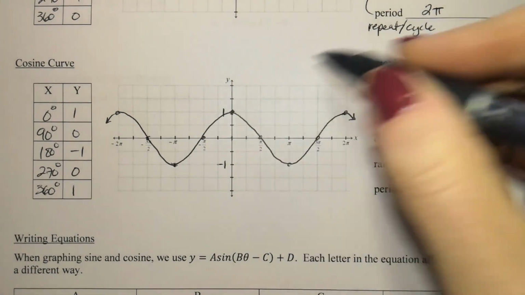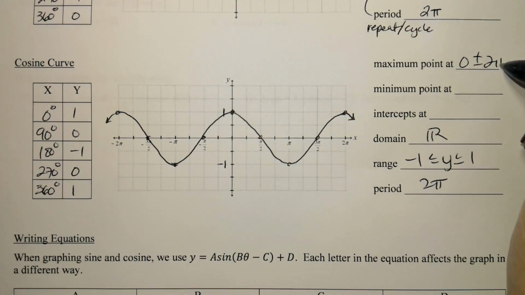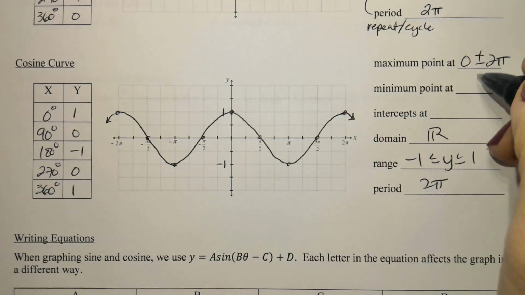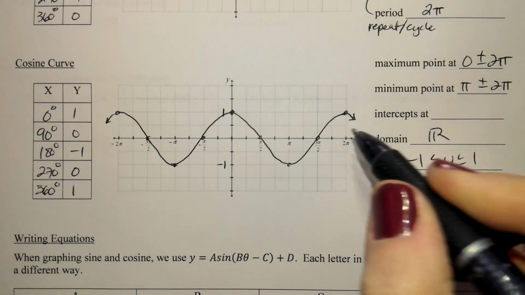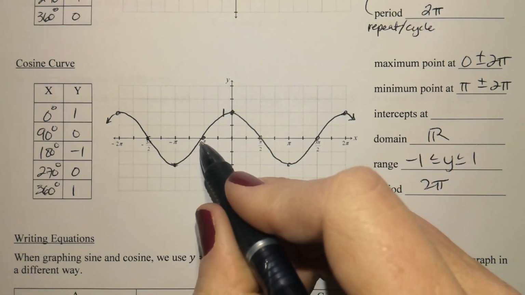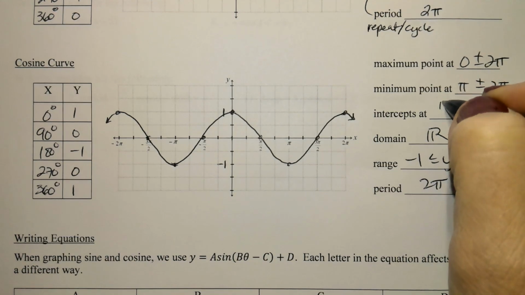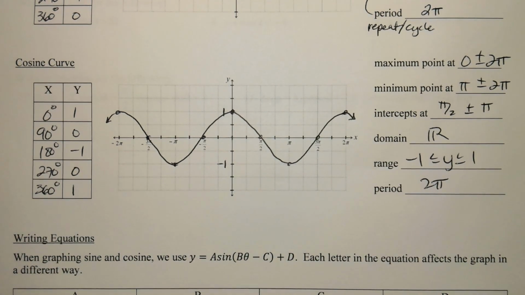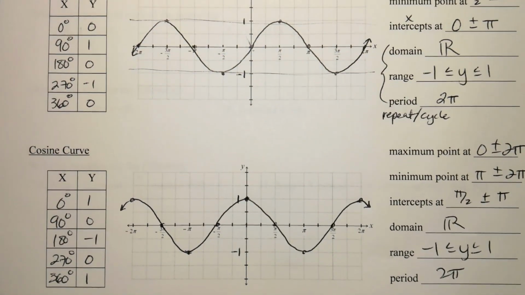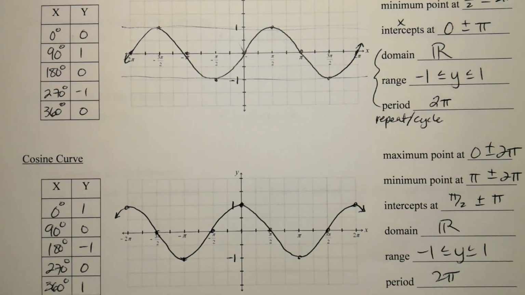So the maximum point happened at 0, and it'll happen every 2 pi after that. Your minimum happens at pi, and it happens every 2 pi after that. And then your intercepts, they happen more frequently than 2 pi. So the first one happens at pi over 2, and then pi after that. So that's what our 2 parent functions look like, our sine and our cosine graph. You do need to know what they both look like as a base parent.